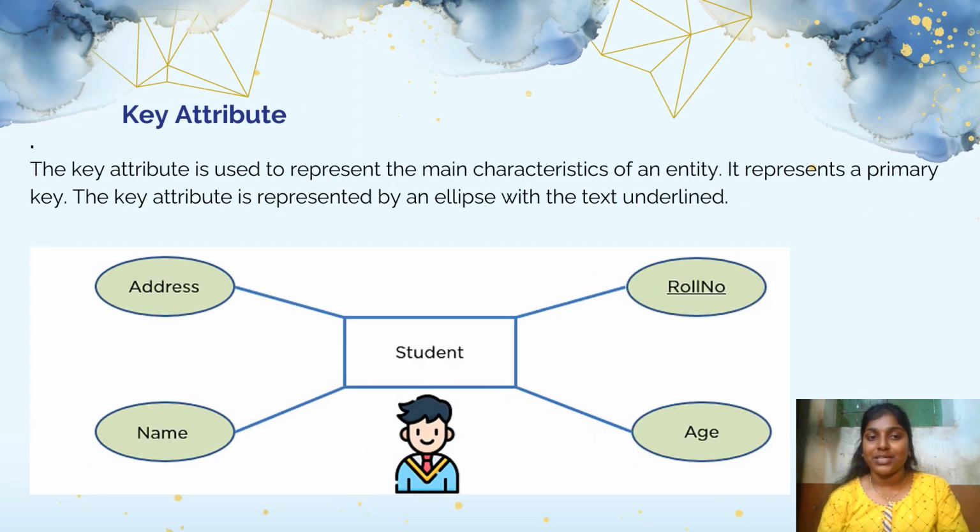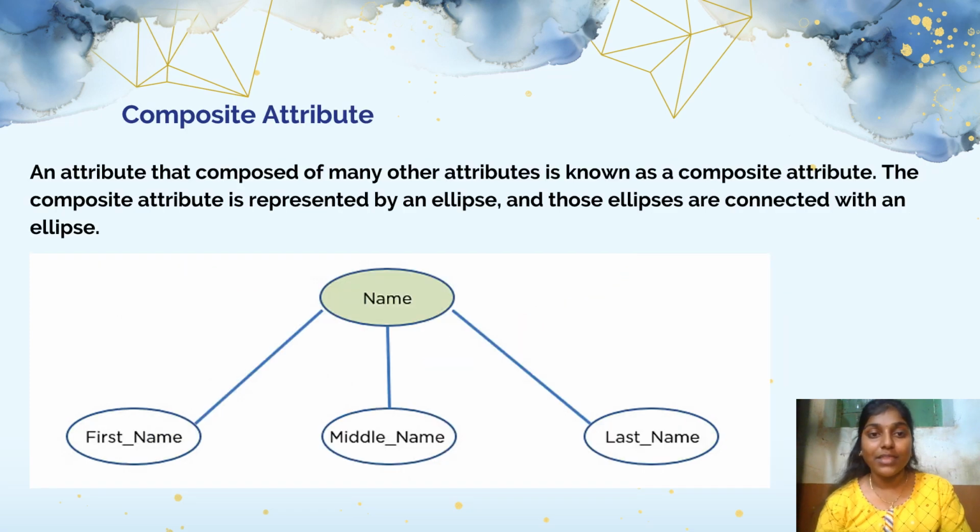Key attribute. The key attribute is used to represent the main characteristic of an entity, which is also known as the primary key, and it is represented by an ellipse with the text underlined. Here you can view the roll number is underlined text. That means it is a key attribute of this entity. So student is an entity and the roll number is a key attribute of that entity.